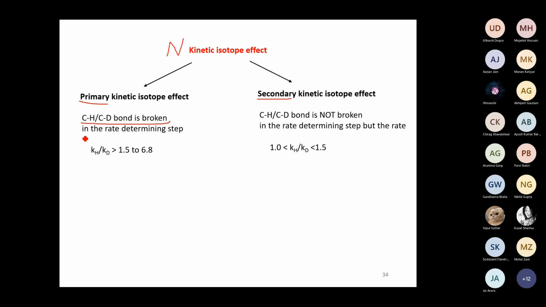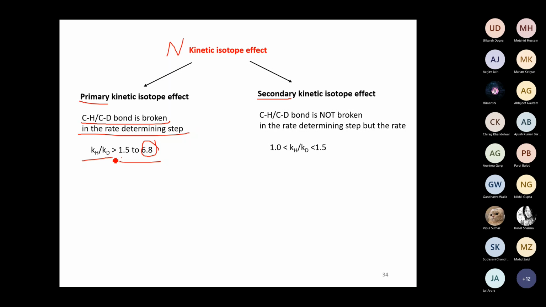If the CH or CD bond is being broken in the rate determining step, then the KH and KD value will be a little high. It will be greater than 1.5. So KH by KD, if it's 1, means neutral, there is no effect. If it is 1.5 to 6.8, I will come. Why 6.8, not 7.8 or 10? I will tell tomorrow. But if this is more than 1.5, then you can tell this is the primary kinetic isotope effect.